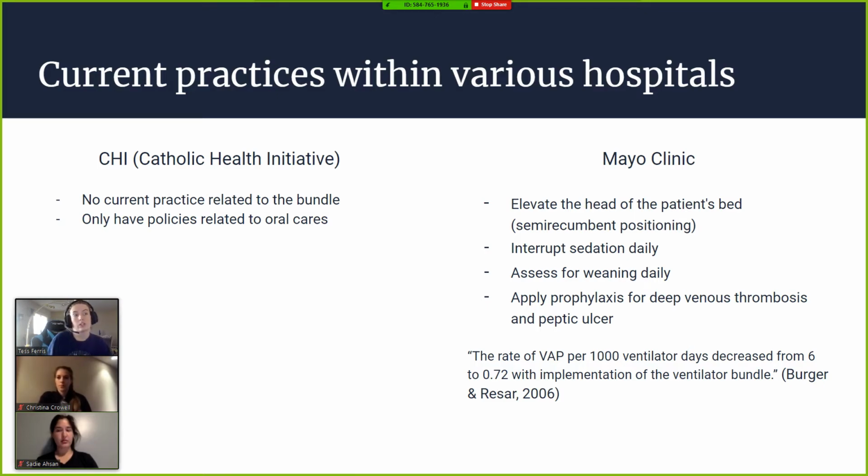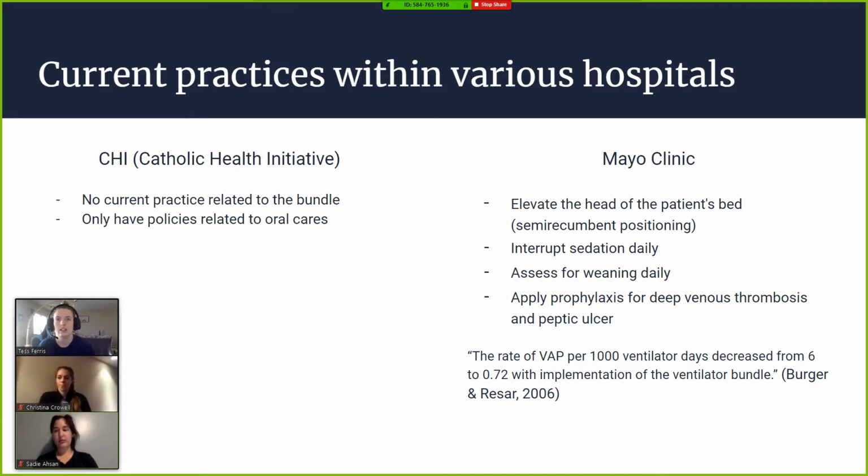And then, according to Berger and Razar, from their article, we found that the rate of VAP per 1,000 ventilator days decreased from 6 to 0.72 when they implemented the ventilator bundle. And then for my hospital that I work at, Bergen Mercy, I was able to look in their policies and I wasn't able to find a VAP related bundle. They only had individual policy related to oral care and suctioning.